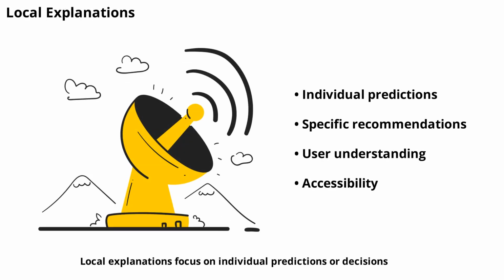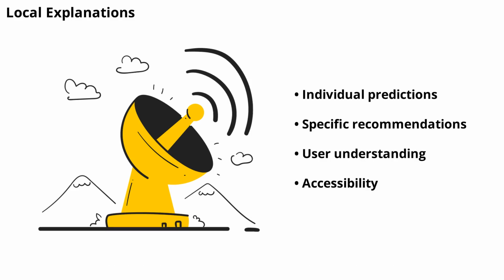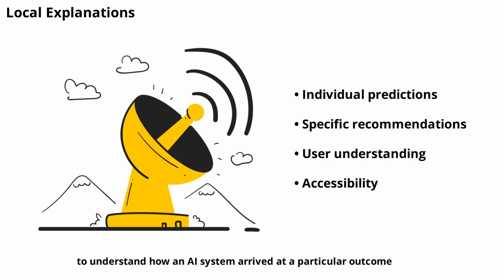Local explanations focus on individual predictions or decisions. They answer questions like, why did the AI make this specific recommendation? These explanations are especially valuable for end users who want to understand how an AI system arrived at a particular outcome. Local explanations make AI more accessible and user-friendly.